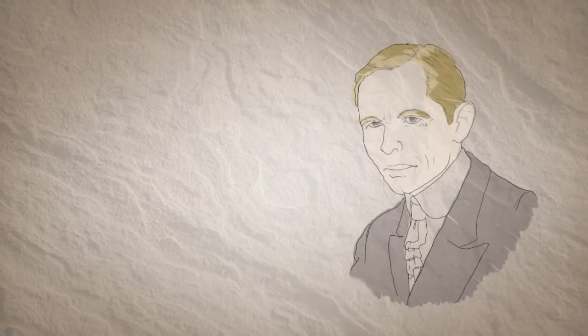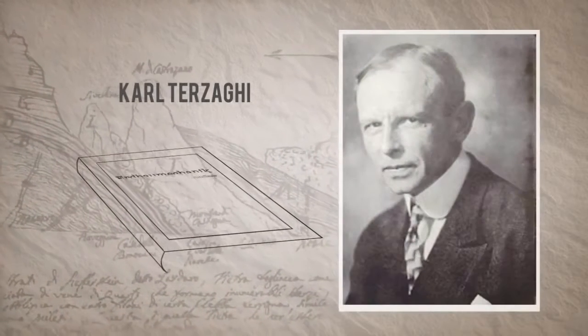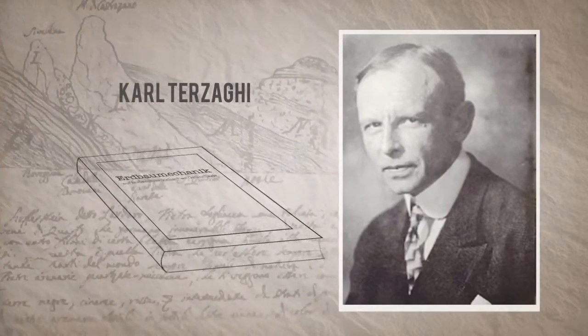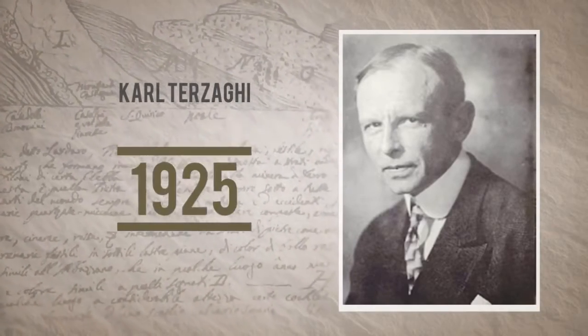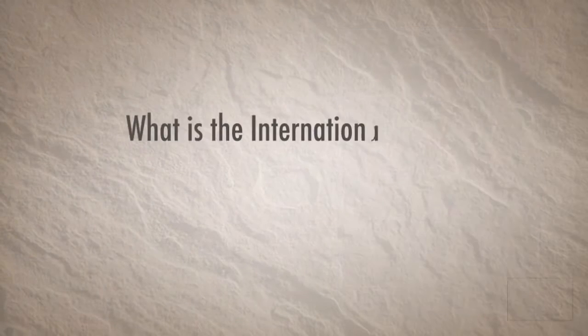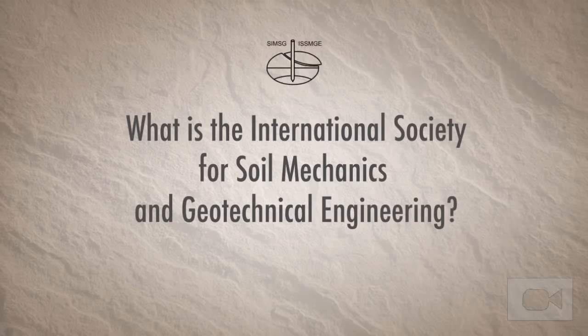Particular recognition is given to Karl Terzaghi, who is considered to be the father of modern geotechnics with his classic book on soil mechanics published in 1925. In 1936, along with fellow colleagues from 20 different countries, Terzaghi founded the International Society for Soil Mechanics and Geotechnical Engineering. He became its first president. Today, the International Society has more than 89 country members involving over 19,000 individuals in the geotechnical engineering profession.